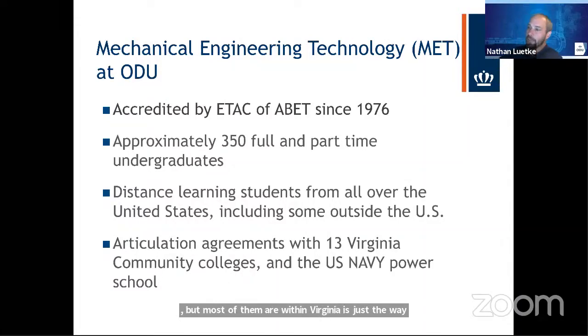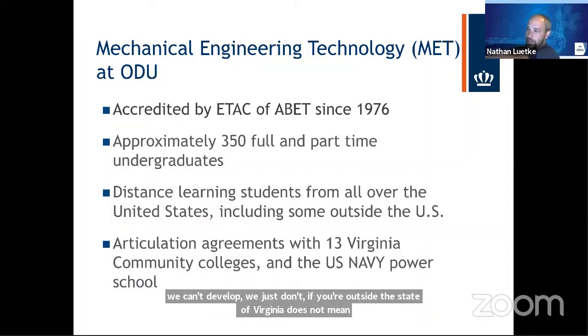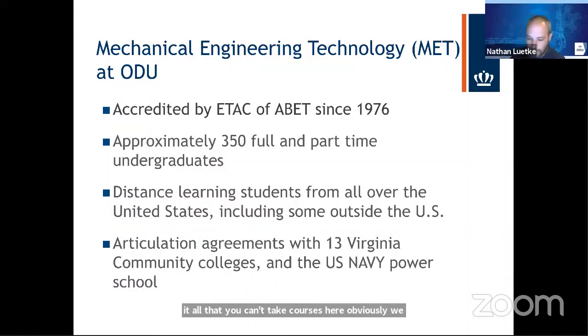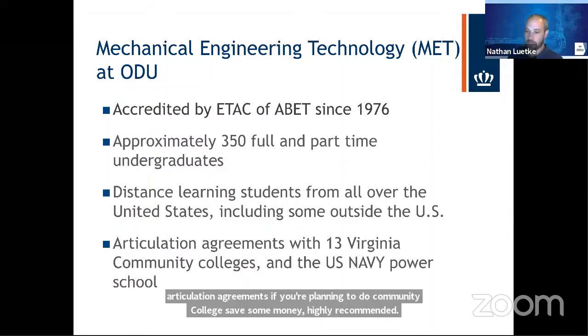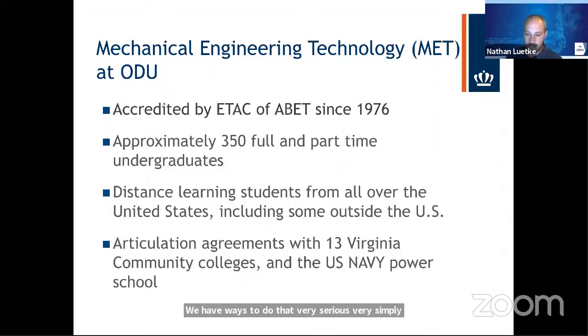If you're outside the state of Virginia, it does not mean at all that you can't take courses here. Obviously, we have students from all over the U.S. and the world. It's just that if you're in Virginia, we have articulation agreements. If you're planning to do community college, save some money, highly recommended. We have ways to do that very simply. And then U.S. Navy Power School, we have a lot of military graduates.